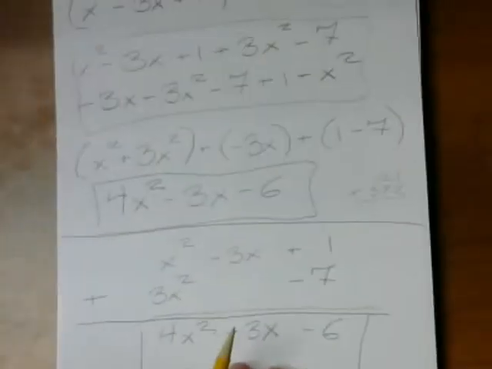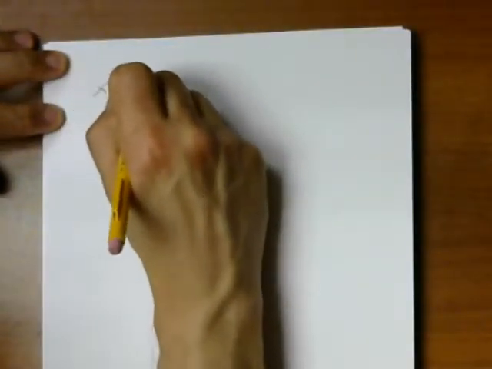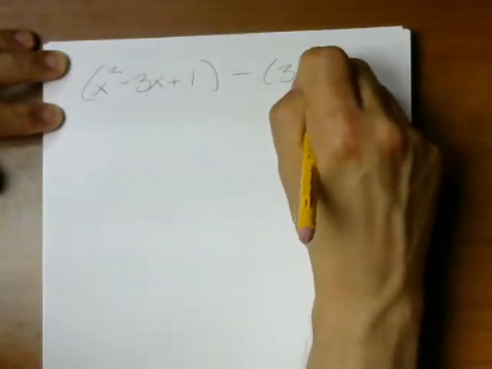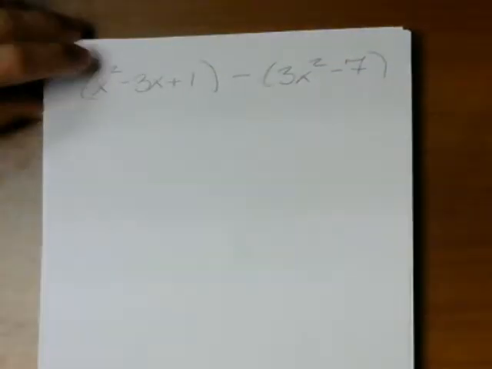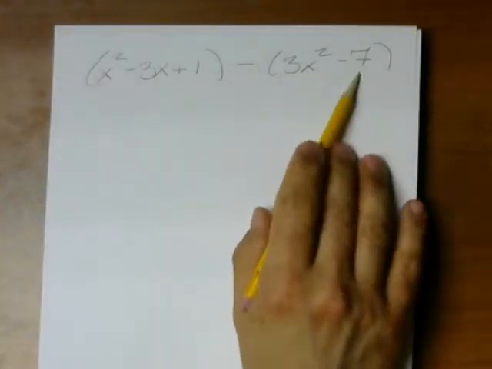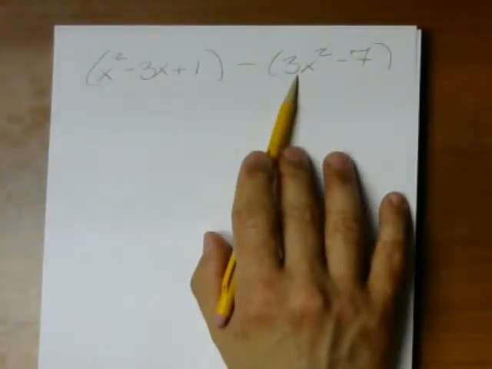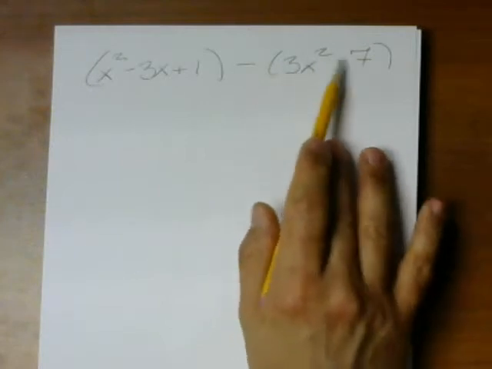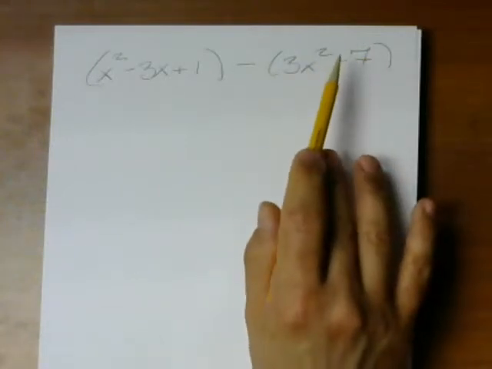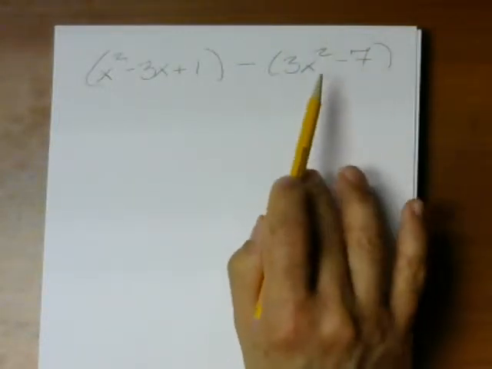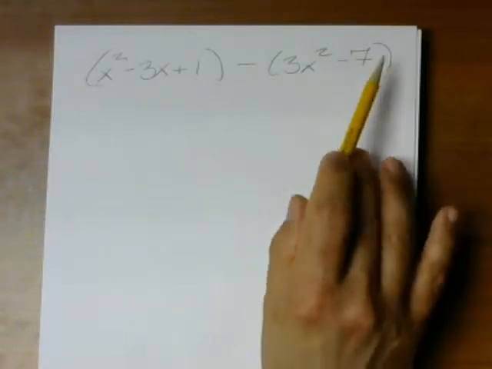We can subtract polynomials as well. As a matter of fact, maybe we'll use the same polynomials. Let's take x squared minus 3x plus 1, and let's subtract 3x squared minus 7. Okay, so now we have to be a little careful about how we write things. Because what am I subtracting here? Am I just subtracting the 3x squared? Am I just subtracting the minus 7? No, I'm subtracting this entire thing. This binomial, but whether or not we call it a binomial doesn't matter. What matters is that I'm subtracting this entire quantity. So I'm subtracting the 3x squared and the negative 7.